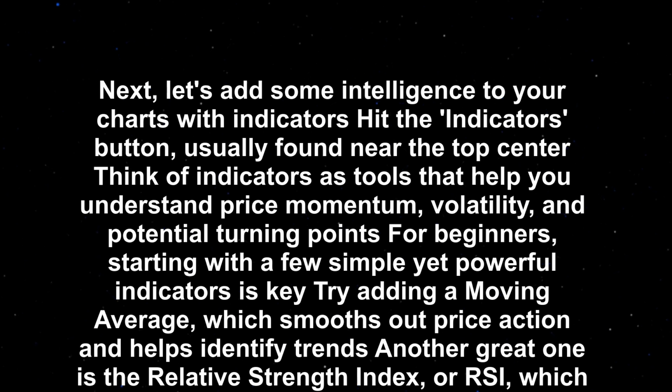Try adding a moving average, which smooths out price action and helps identify trends. Another great one is the Relative Strength Index, or RSI, which can signal overbought or oversold conditions. Don't overload your chart. Focus on a couple that resonate with your strategy. You can easily add them by typing their names into the search bar and clicking Add.